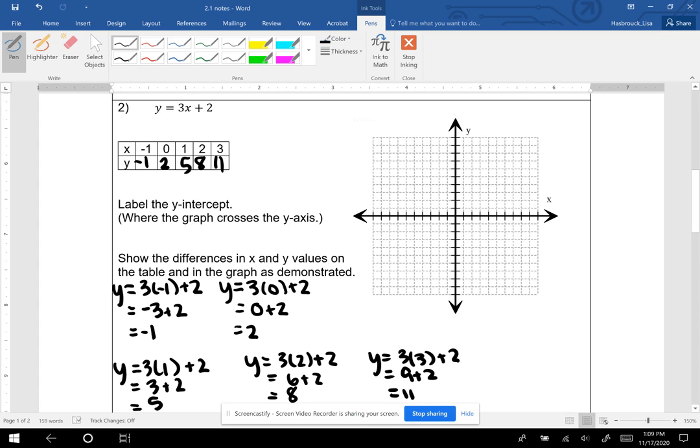Okay, so I plugged in the x values one at a time to find my y values for each point. These are all our points, and we're going to plot those. So the first point is -1, -1. That means I go left 1, down 1.